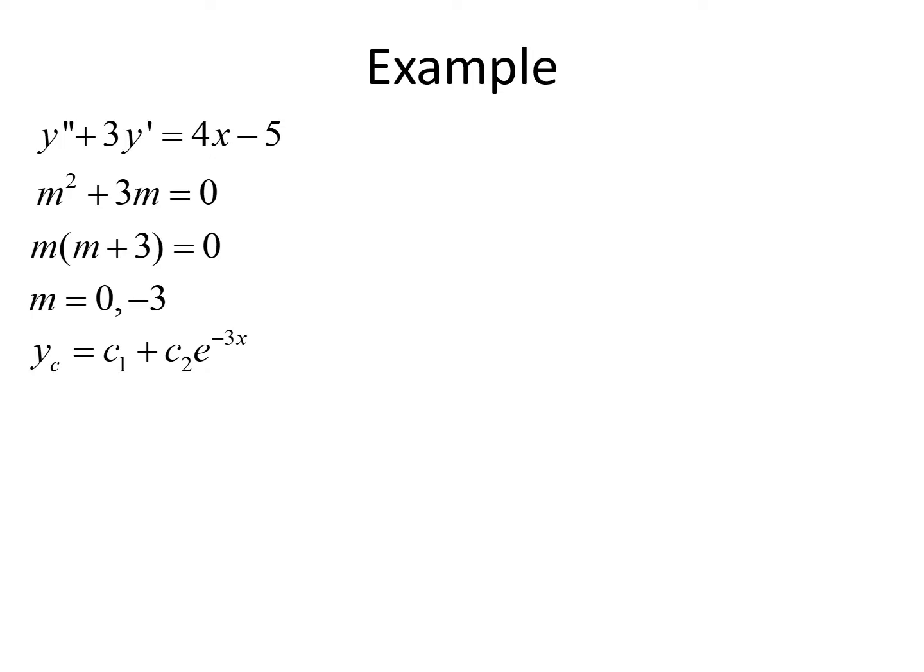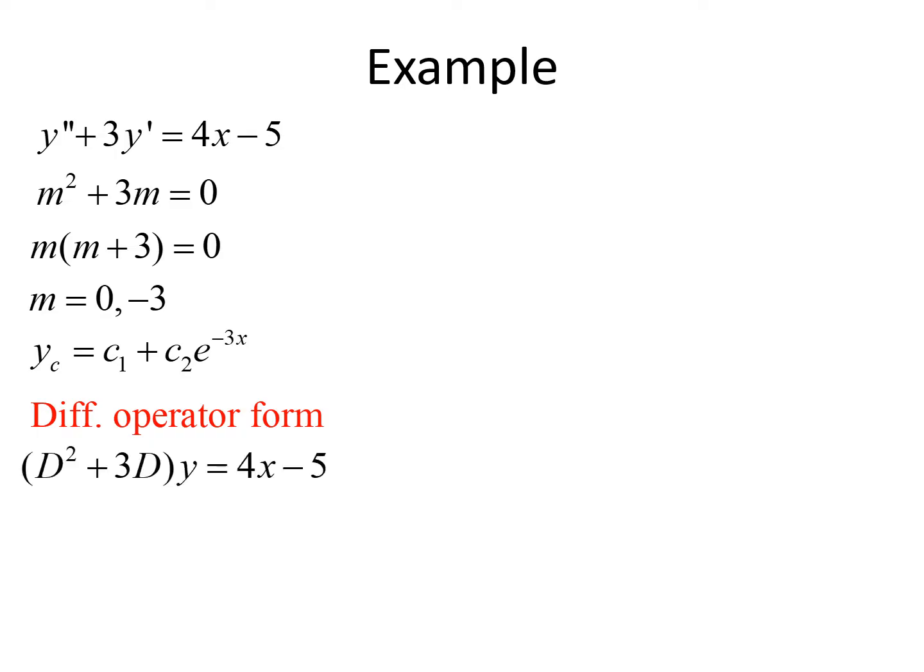We're going to rewrite our problem in differential operator form. So y double prime plus 3y prime is going to become (D squared plus 3D) times y. And then on the other side, that equals 4x minus 5. We denote the annihilator of the right-hand side. So 4x minus 5 is a linear equation. Its annihilator would be D squared.